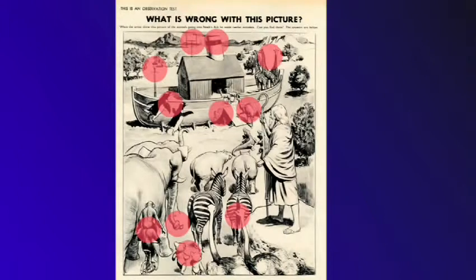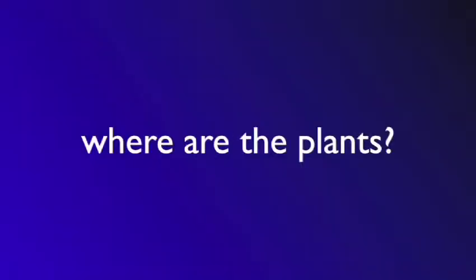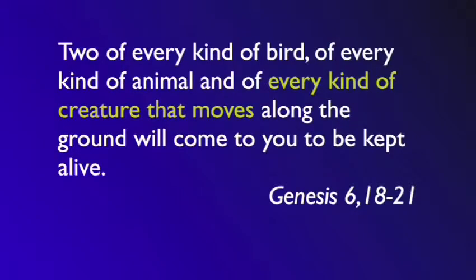But there is a much more fundamental mistake in the overall story of the Ark that is not reported here. And this problem is, where are the plants? So now we have God that is going to submerge Earth permanently, or at least for a very long period, and no one is taking care of plants. Noah needs to take two of every kind of bird, of every kind of animal, of every kind of creature that moves, but no mention about plants.